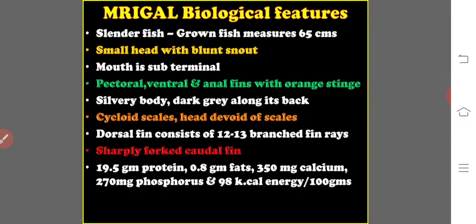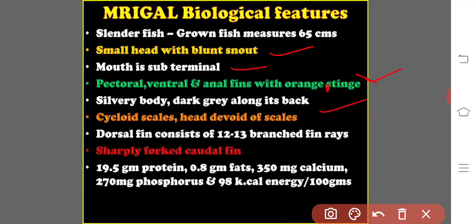The basic features are: it is a slender fish grown up to 65 centimeters, small head with a blunt snout, mouth is subterminal towards the ventral position, pectoral fins, ventral fins and anal fins with an orange tinge, and silvery body, dark gray along its back. Cycloid scales are present all over the body except the head region. Dorsal fin consists of 12 to 13 branched fin rays and a forked caudal fin is seen.